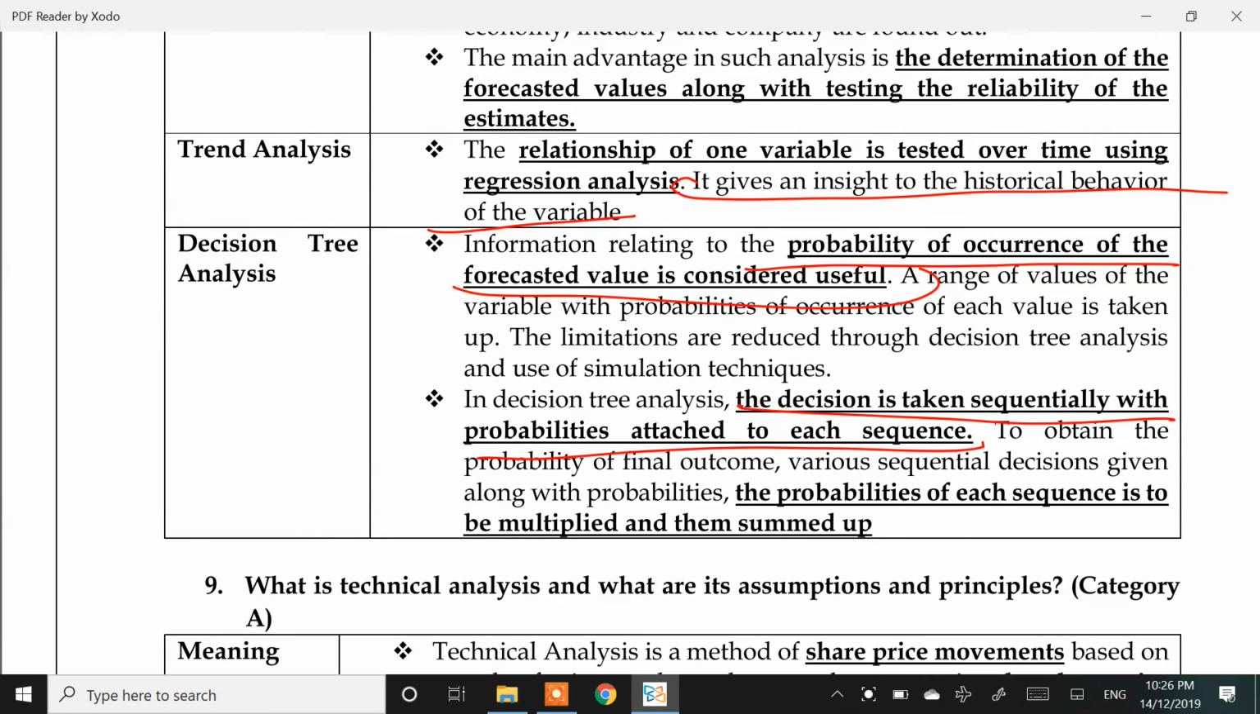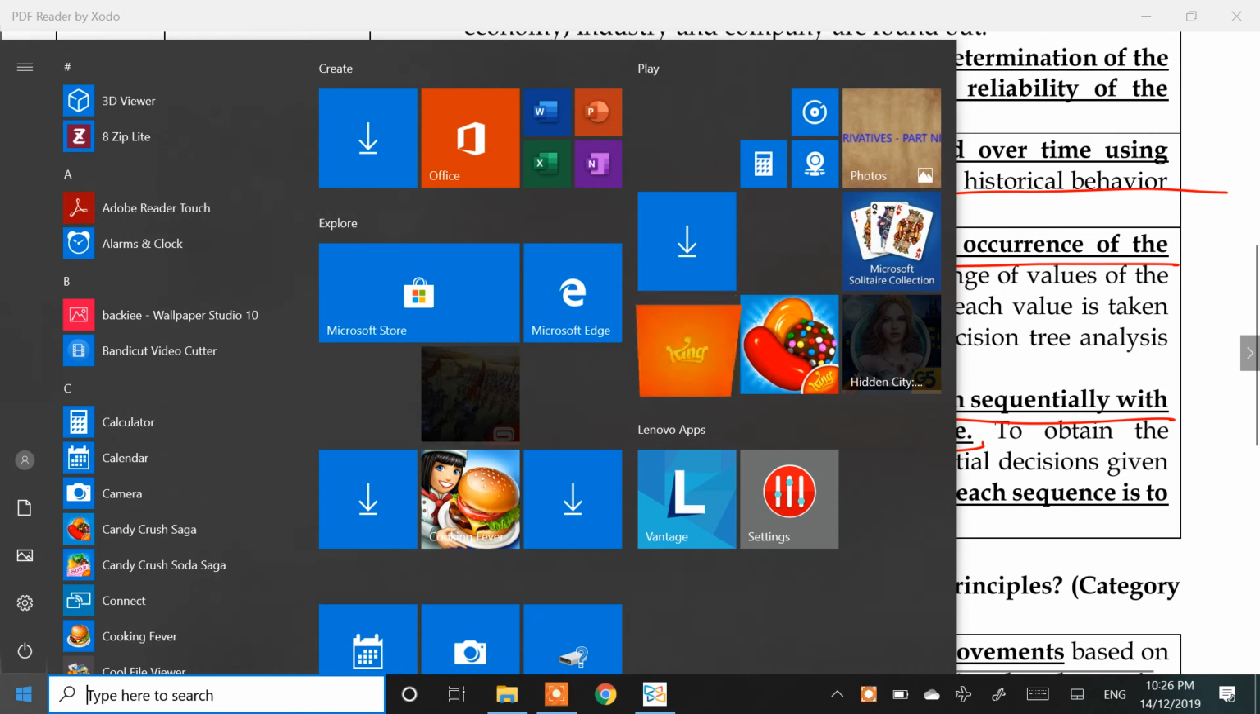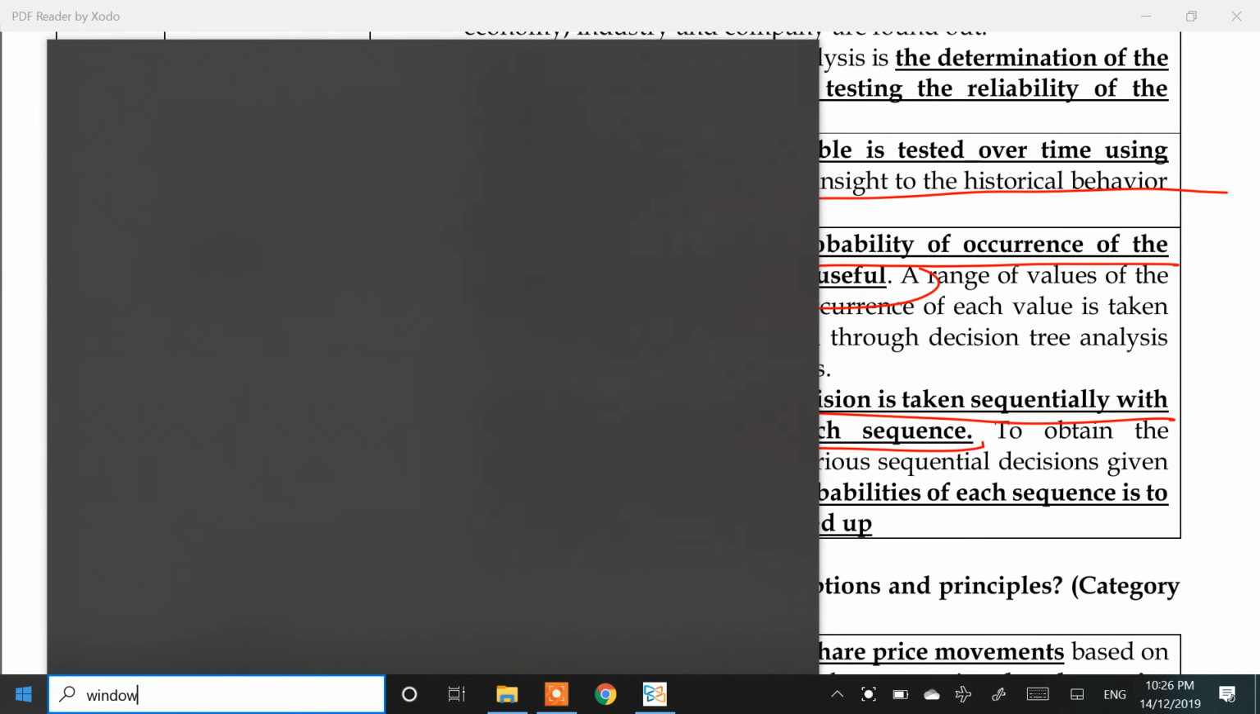Okay, now we will start with technical analysis. Till now, we have seen what fundamental analysis is, which is basically your EIC analysis: economic, industry, and company analysis. Now coming to technical analysis, this is another way of doing analysis and deciding when to buy a share and when to sell a share. That analysis can be done through technical analysis as well.